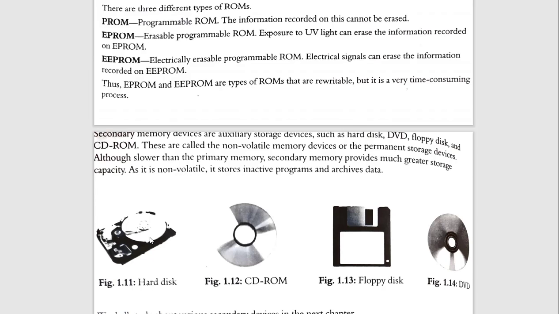One is the PROM. PROM stands for programmable ROM. Okay, the information written on this cannot be erased. Whereas in EPROM, EP means erasable programmable ROM. So it is a PROM, that is, you can program it, but it can also be erased. And how we can erase it? We can erase it by making use of the UV light or the ultraviolet light.